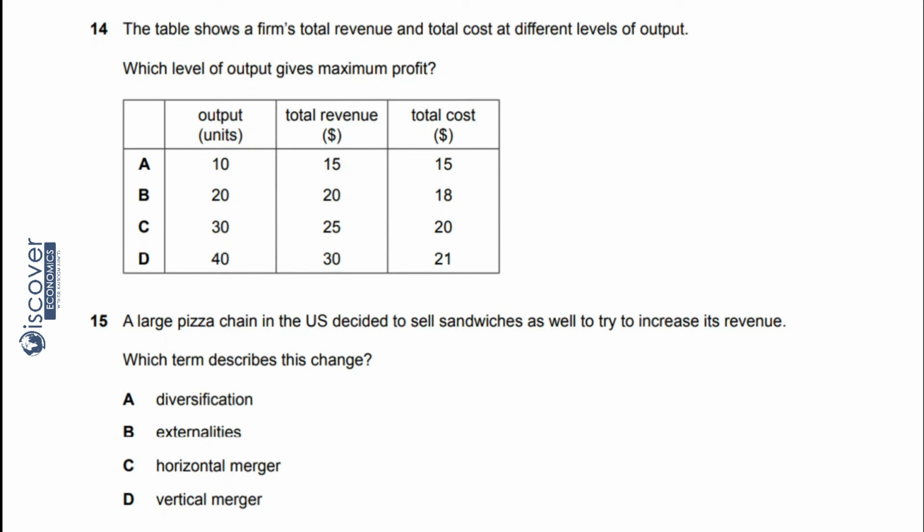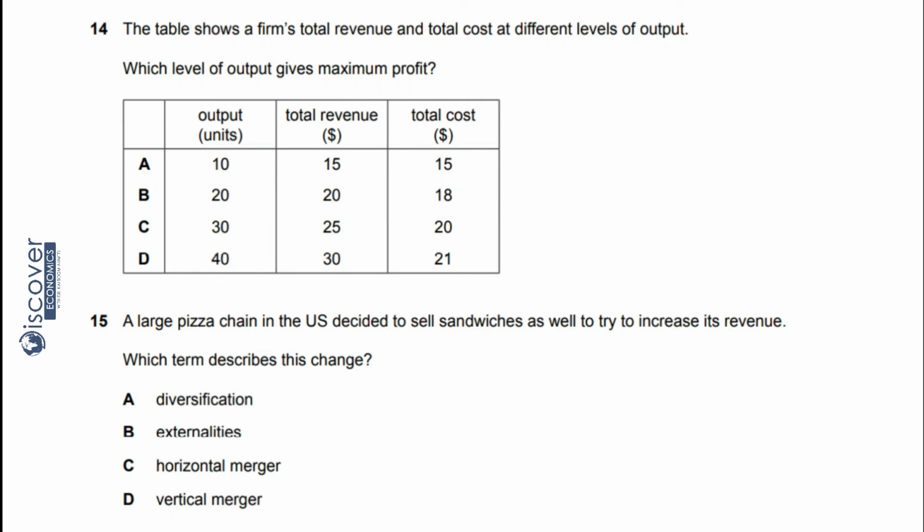A large pizza chain in United States decided to sell sandwiches as well to try to increase its revenues. Which term describes this change? Okay, they wanted to open up a new branch of production, that was sandwiches, and they just wanted that we are going to have more of the revenue. Definitely every firm wants to earn more revenues. Come to A. A is diversification. Definitely if you are going to open up a new branch of production, it means you are having diversification. So this could be the answer.